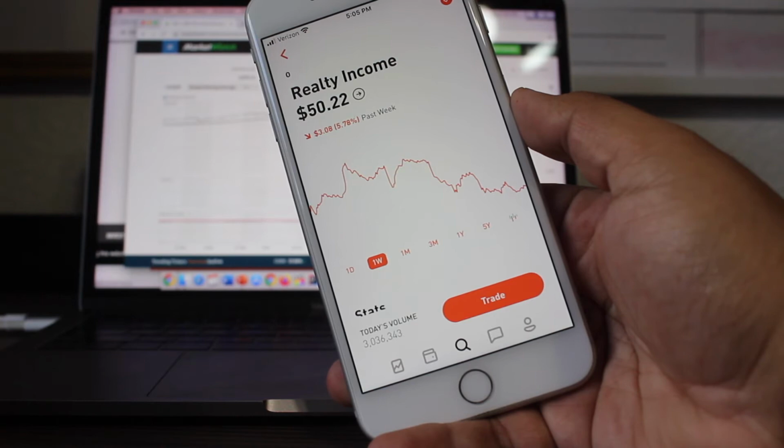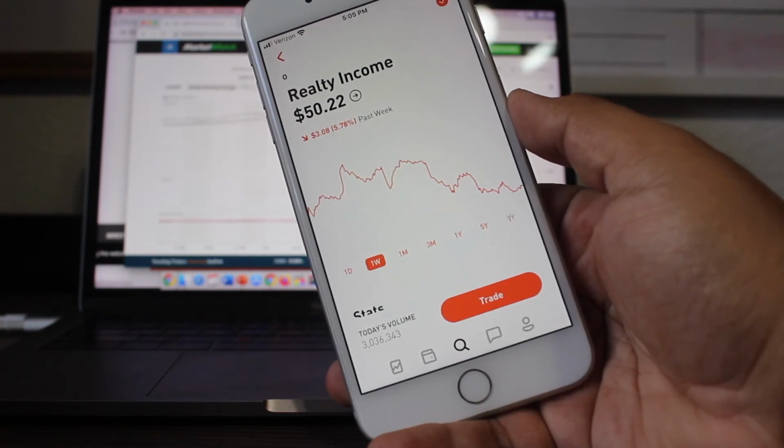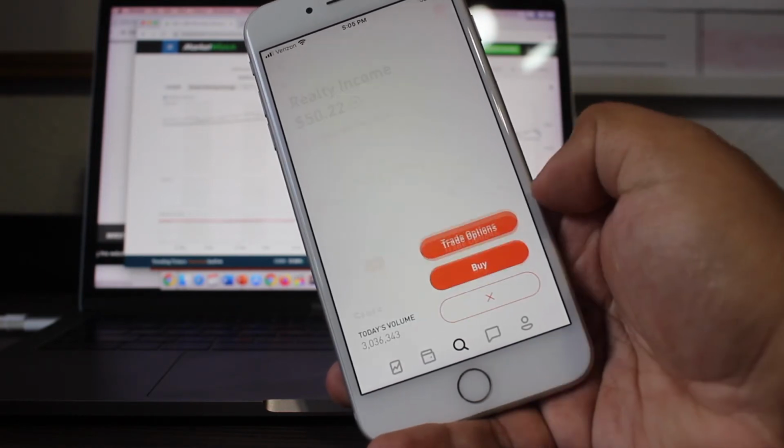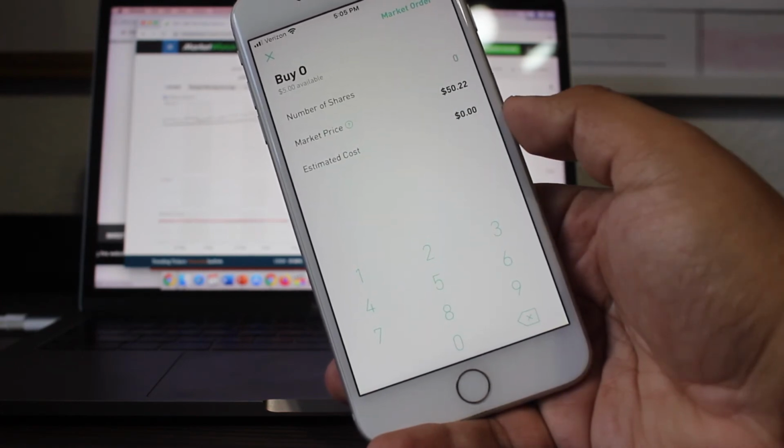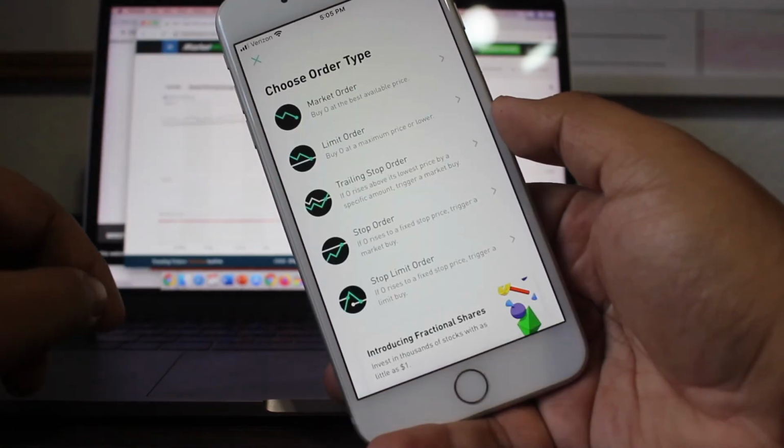So the good thing about a REIT is that you can trade them just like stocks. So all you gotta do is click trade and buy. And all you have to do here is put the number of shares you want to buy and the type of order you want to execute, and your order will be filled.